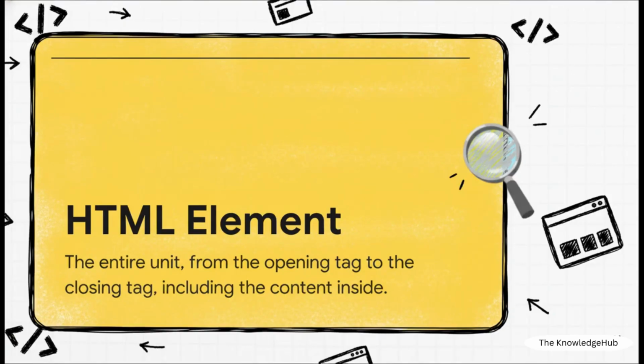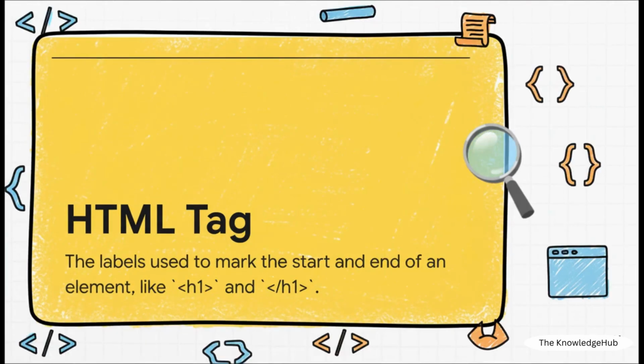Okay, let's start with the big picture, the element. An element is the whole instruction, the entire unit. So if you want to tell the browser, hey, this thing right here is a main heading, the whole shebang, from that opening H1 to the closing H1 and all the text in between, that is the element. It's the complete thought.